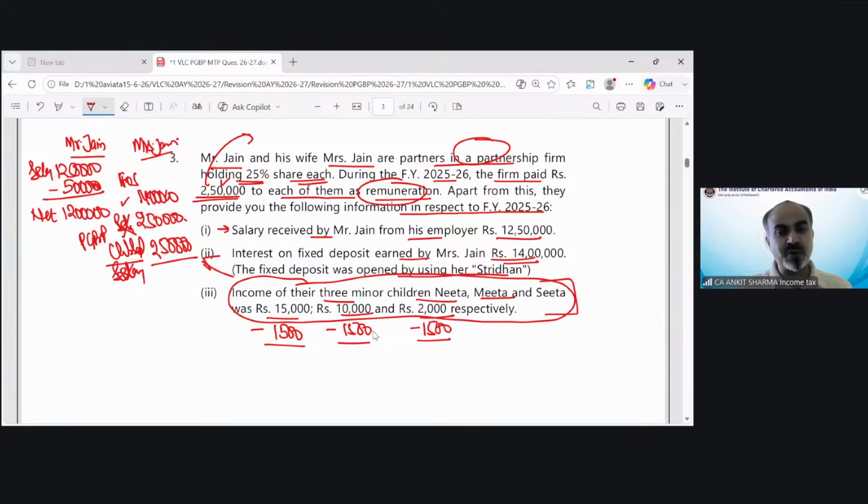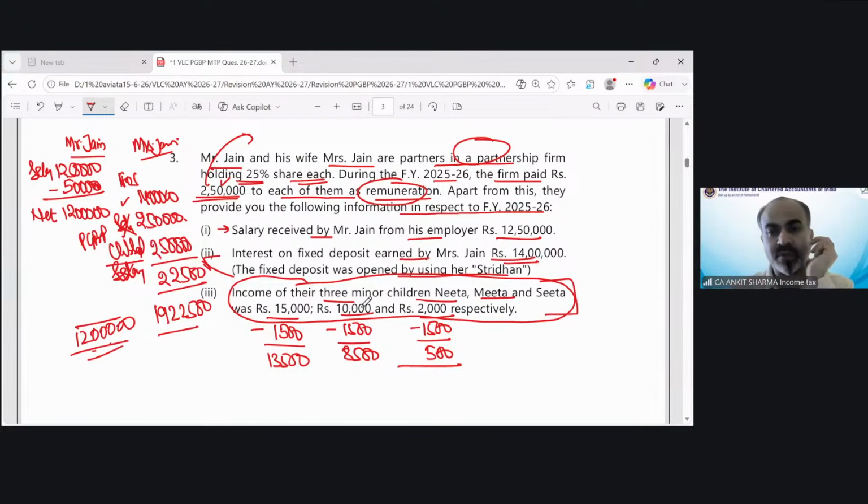So the clubbing value would be 13,500 in case of Nita. In case of Meeta, it would be 8,500, and in case of Sita, it would be only 500. Total clubbed income 22,500. So the aggregate income of Mrs. Jain would be 19,22,500, and the income of Mr. Jain would remain only rupees 12 lakh. Is it clear, students? Any confusion in this question?